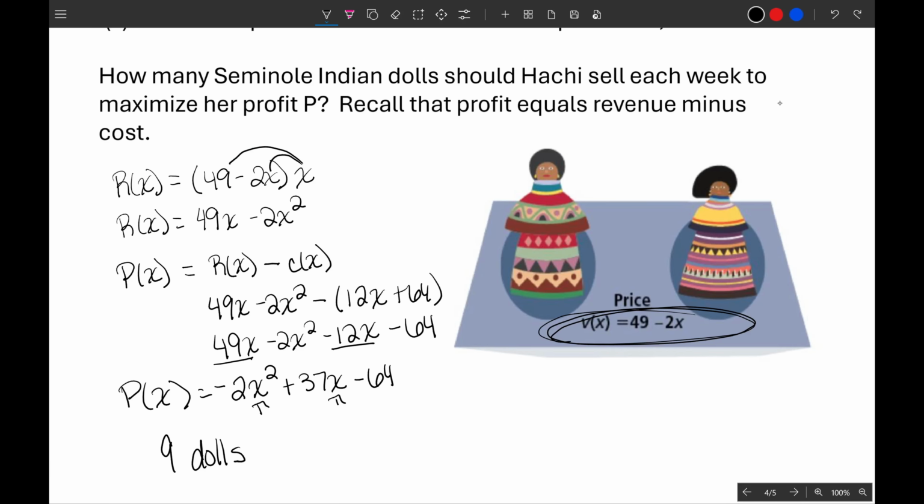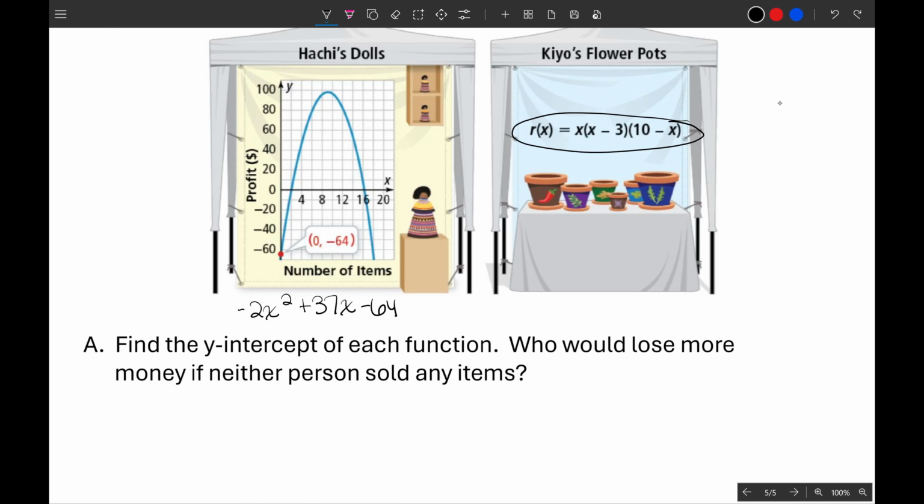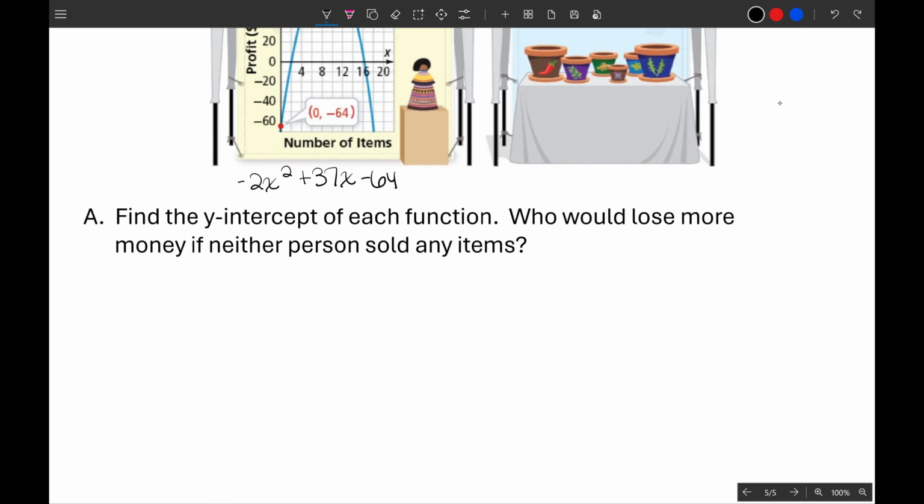Now, Hatchie's profit function, y equals p of x, is represented by this graph right here. Now remember, that's negative 2x squared plus 37x minus 64. We came up with that equation in the last problem. Kaio's profit from selling x flower pots can be modeled by the function that they've given you here. All right. It says find the y-intercept of each function. Who would lose more money if neither person sold any items? Well, that's what the y-intercept represents: if I sell no flower pots, what is the cost? Or if I sell no dolls.